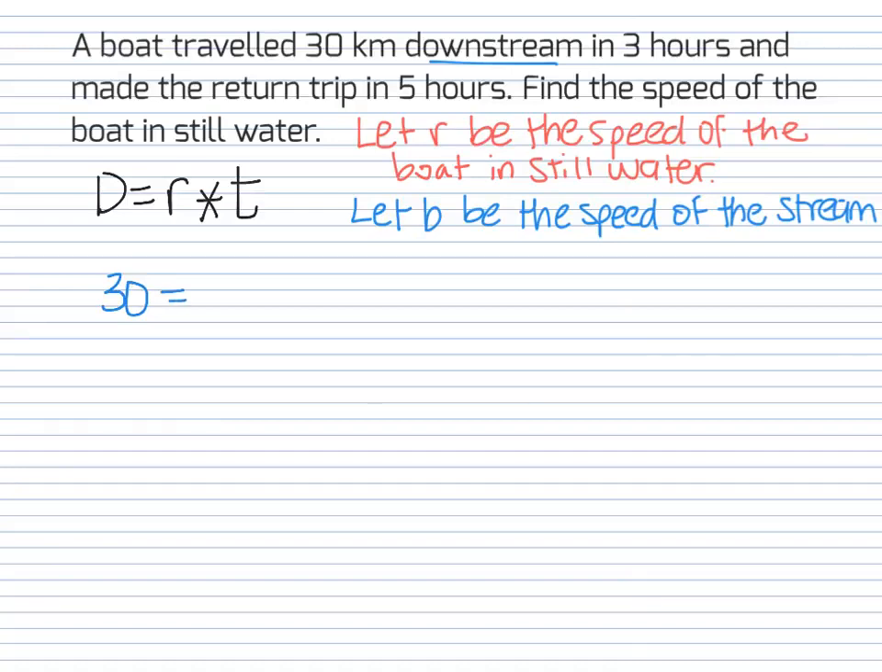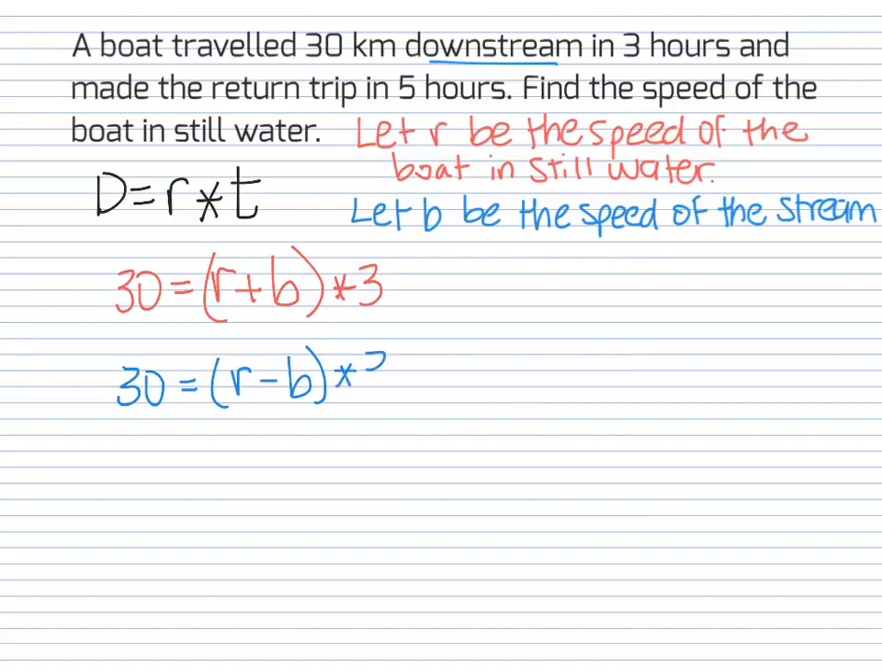And then let's talk about downstream first. Downstream means that the speed of the boat is being helped by the speed of the stream. We're adding those together. We need to put them in parentheses because that's going to be my total speed. And that, of course, is going to take 3 hours. So the rate times the time. For my second equation, I still have 30 kilometers, but the speed of the boat is working against the speed of the stream. So there, I need to multiply that by its time, which was longer. It took 5 hours.